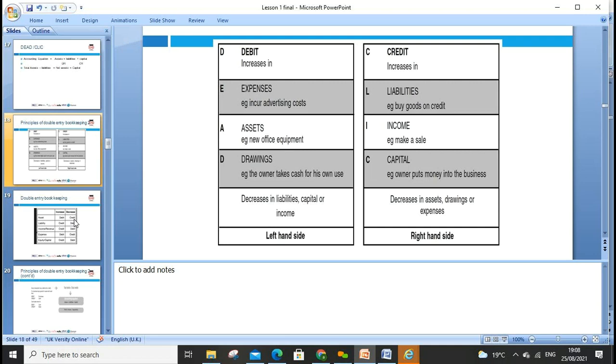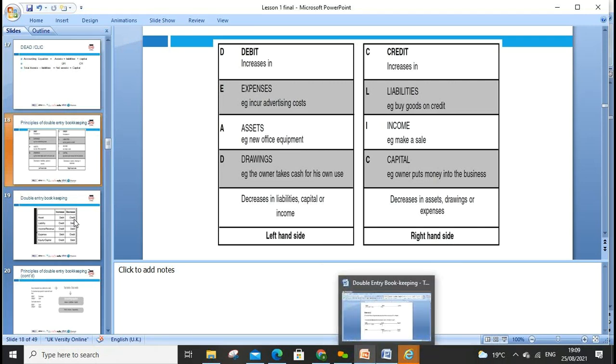When an item increases or decreases, the entry will be the opposite. When your expenses increase, you debit; when they decrease, you credit. So if you have more electricity bills coming, you debit. But if you have not paid it, you create a liability because the bill is outstanding. So that's double entry bookkeeping. We'll go through it again in the next lesson.